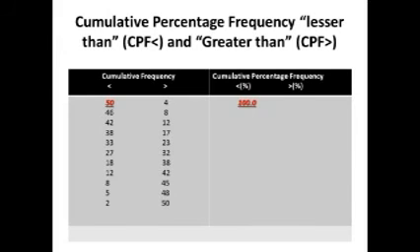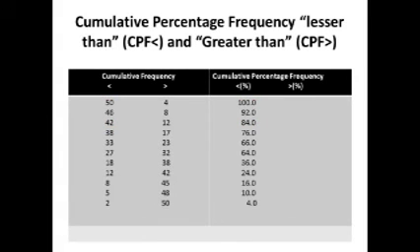50 divided by 50 times 100 is 100%. 46 divided by 50 times 100 is 92%. 42 divided by 50 times 100 is 84%, and so on.